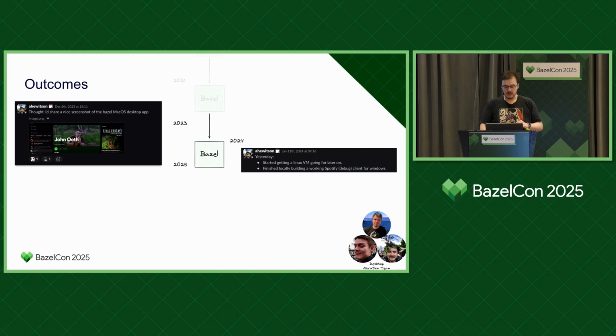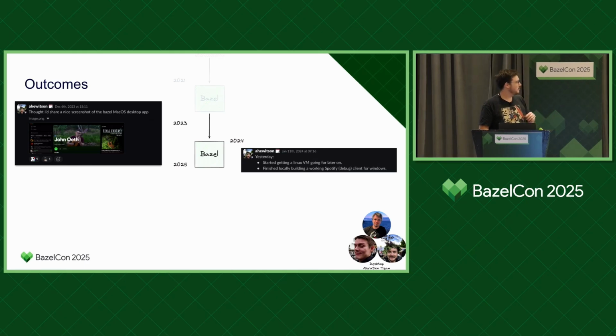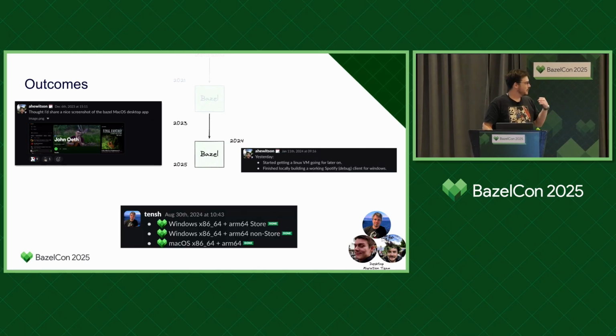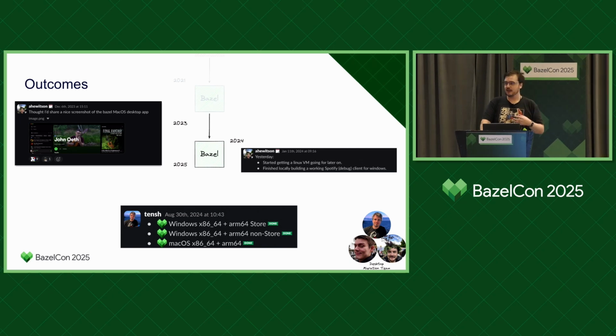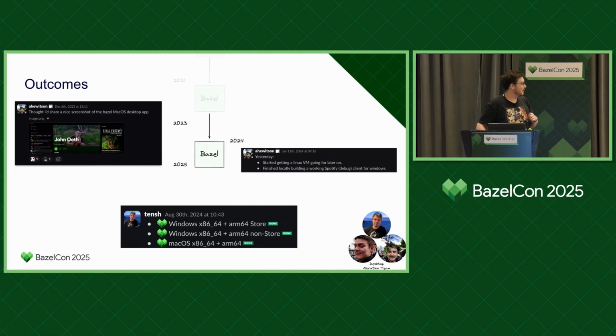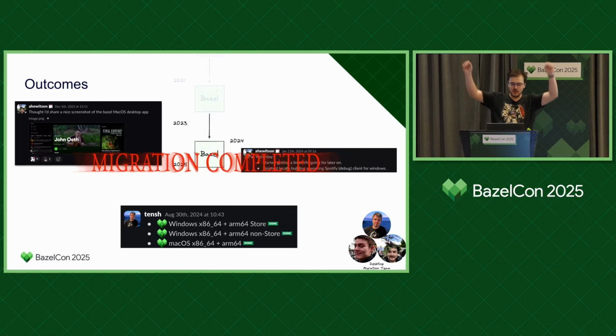But then around, I think it was autumn of 2024, we actually started rolling out Windows builds and macOS builds that were built with Bazel, which was amazing, that we managed to get this done so quickly with a lot of validation and a lot of packaging. But yeah, migration completed, which is very, very good. Woo.